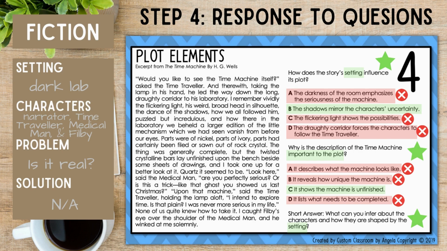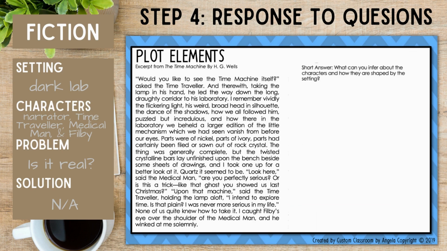What can you infer about the characters and how they are shaped by the setting? So this is a much more complex question. So we'll really need to refer to the text so we can answer this. So first, let's look specifically at setting. So here we've got the drafty corridor in the laboratory, the flickering lights, the weird silhouette, and all these shadows. Okay, now let's think about the characters and how they're feeling. They're feeling kind of puzzled, incredulous, which is basically not believing, and they're asking if he's actually serious or not.